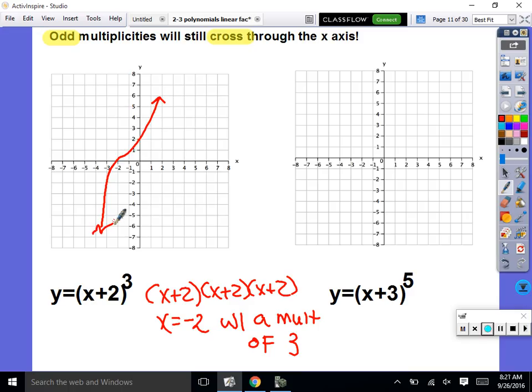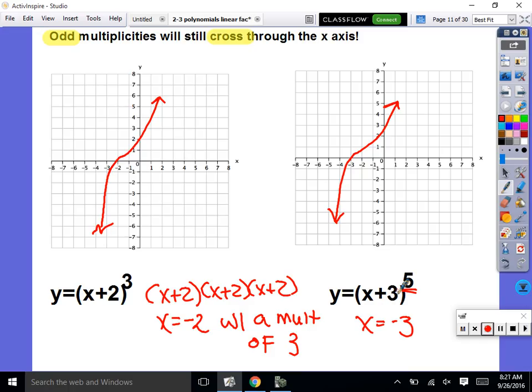If you don't believe me, graph it. However, it still happened 3 times. Does everybody understand what I'm saying? Okay, so same thing here. We would get x is equal to negative 3 with a multiplicity of 5. And if you graph that, it would still cross through at negative 3. But it happened 5 times technically. Okay. It's just because it's odd.